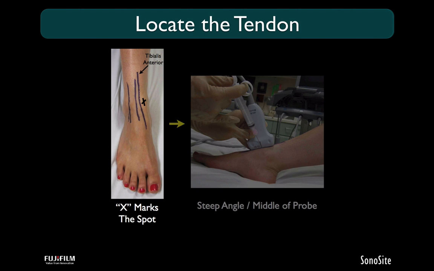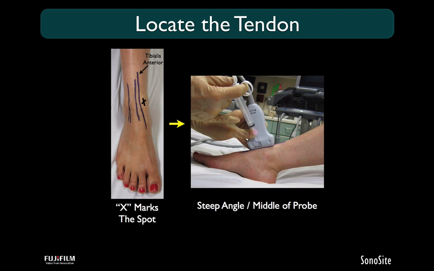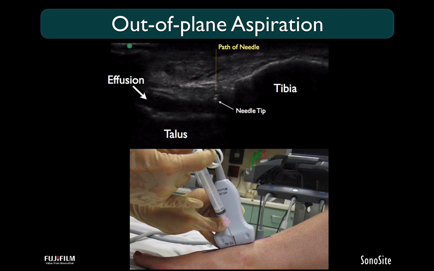So I actually use the ultrasound to cover the tibialis anterior, and I come just medial to that in an out-of-plane technique with a steep angle in the middle of the probe. And you can see here, there's that perfect example. You see that needle is super steep, and you're coming right in, gently aspirating. As you come down, you might bump into the talus.